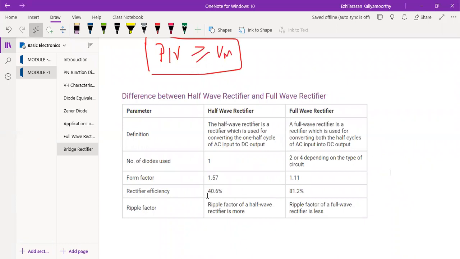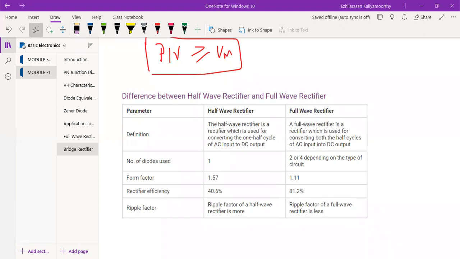For the full wave rectifier, the ripple factor is greatly reduced. What about the efficiency? You have to write the efficiency also. It is 40.1 for the half wave rectifier, but 80.2 for the full wave rectifier. So these are the differences we can write for half wave and full wave rectifiers. I hope you got how to do the half wave and full wave rectifiers.